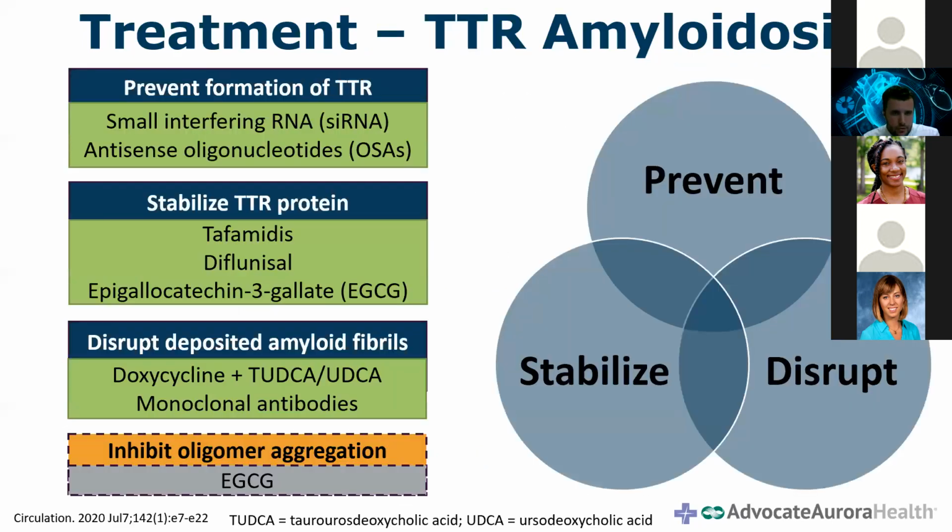For TTR, treatment can be targeted at various steps in the amyloidogenic process. We can prevent formation of transthyretin with gene silencing therapeutics. We can stabilize existing protein with tafamidis or diflunisal. We can disrupt deposited amyloid fibrils with either doxycycline and tauroursodeoxycholic acid or ursodeoxycholic acid, and then with monoclonal antibodies.